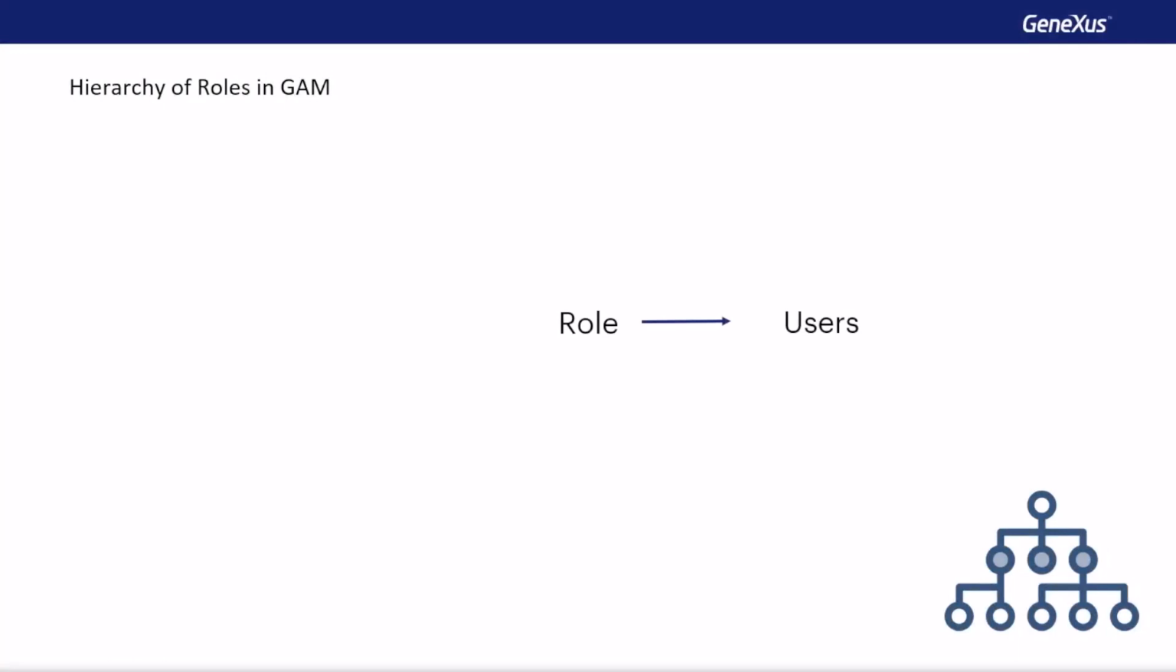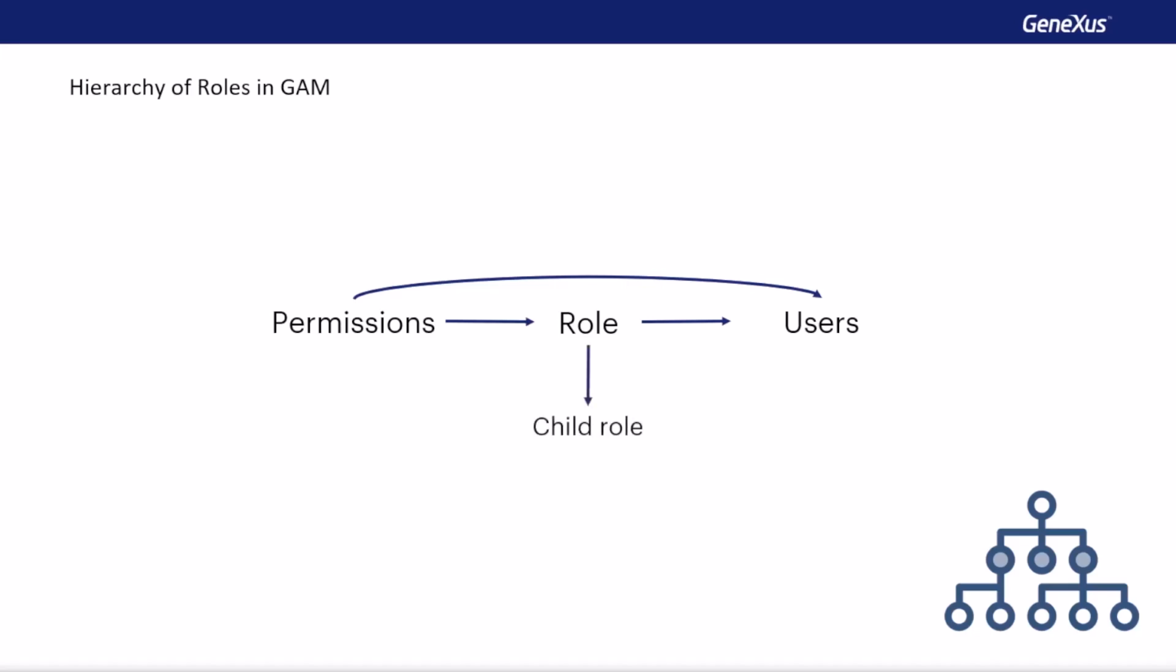As said before, if a role is associated with a user, the role's permissions are indirectly associated with that user. This means that when user permissions are checked at runtime, the permissions associated with the user across roles are taken into account. In addition, if the role has children, the permissions of the child roles are also associated with the user.